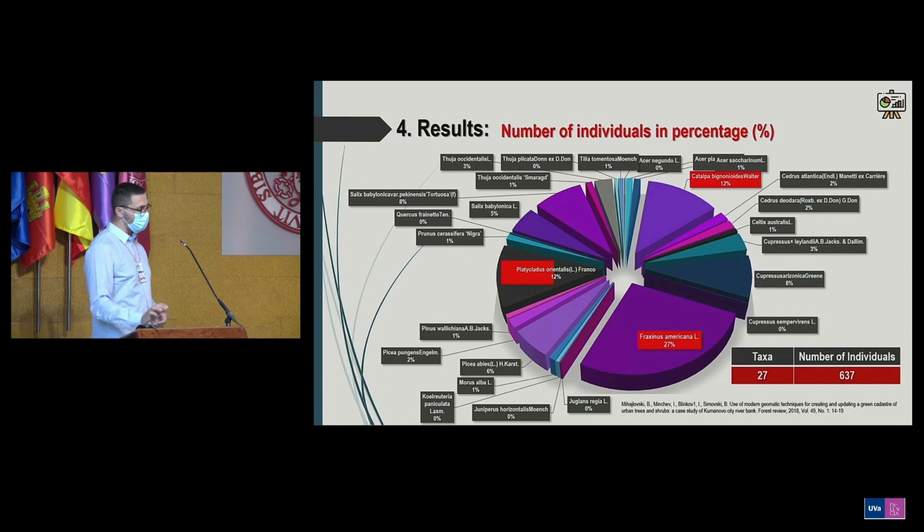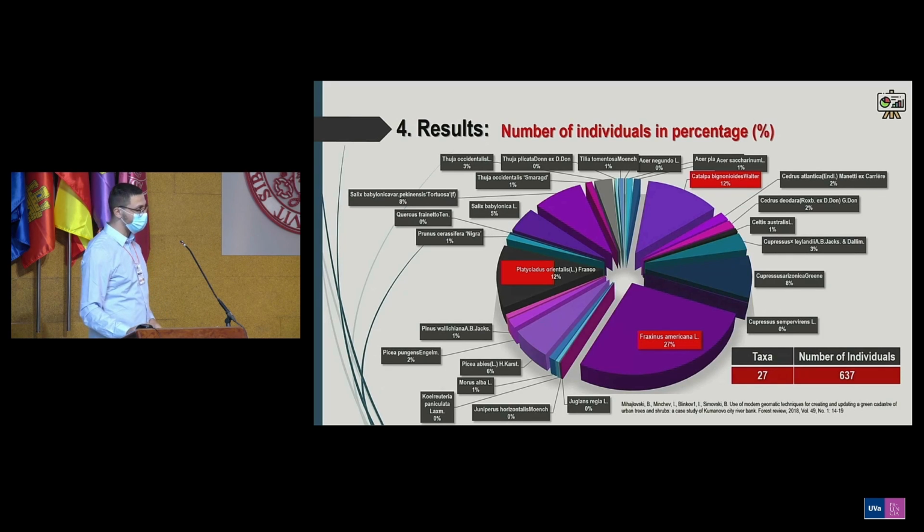Interesting is the number of individuals in percentage. I found 27 taxa and 637 individuals in the park. But 50% of the individuals were only 3 species: Fraxinus americana, Catalpa bignonioides, and Platycladus orientalis. Only 3 species represented half of the individuals in the park.